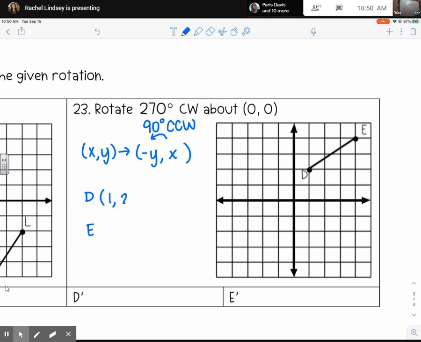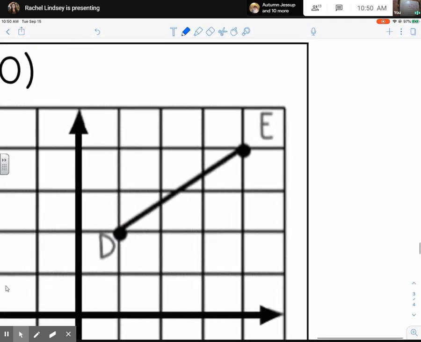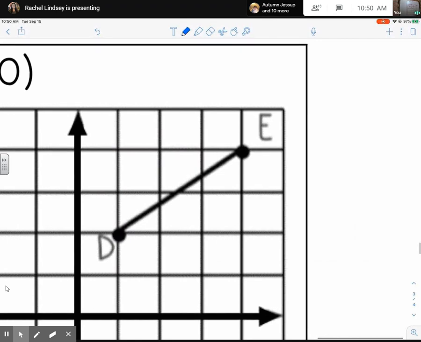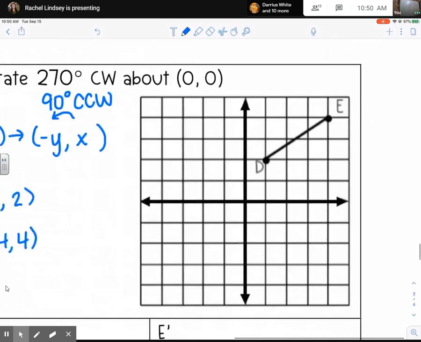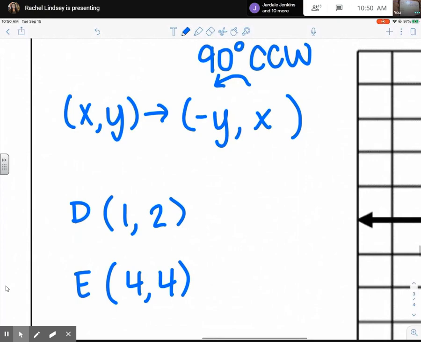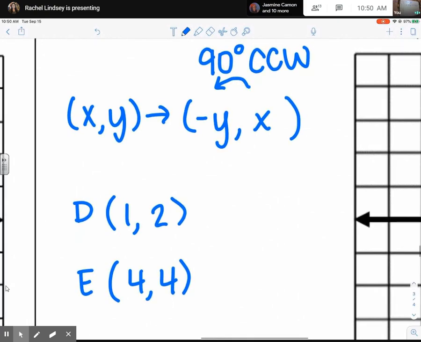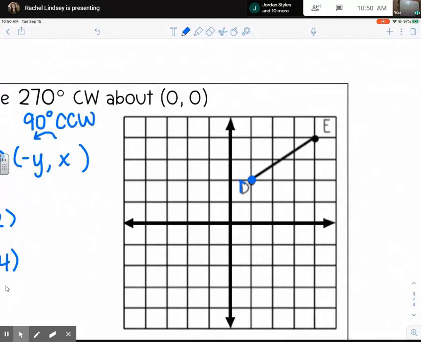How do you know which one is D and which one is E though? I labeled them, that's why I put D and E. All you gotta do is label them too. If you're doing it on patty paper, literally trace it and put D, E.